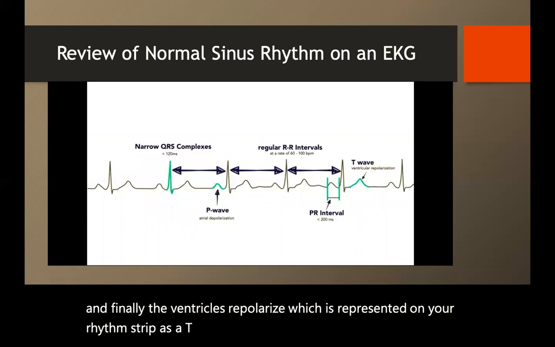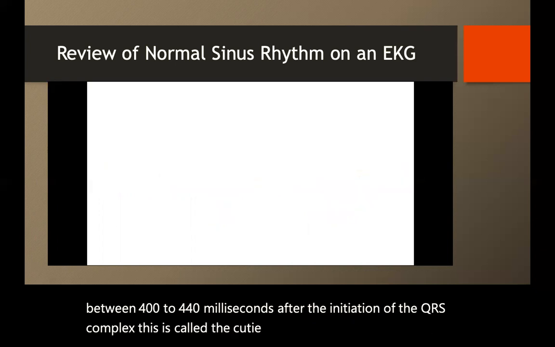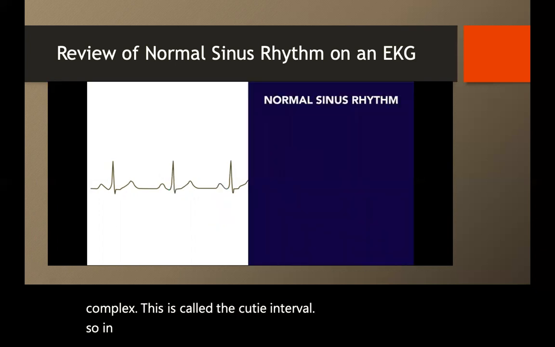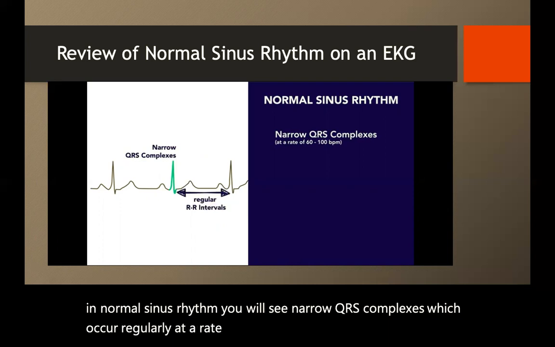This interval to repolarization should fall between 400 to 440 milliseconds after the initiation of the QRS complex. This is called the QT interval. So in summary, in normal sinus rhythm, you will see narrow QRS complexes, which occur regularly at a rate between 60 to 100 beats per minute.